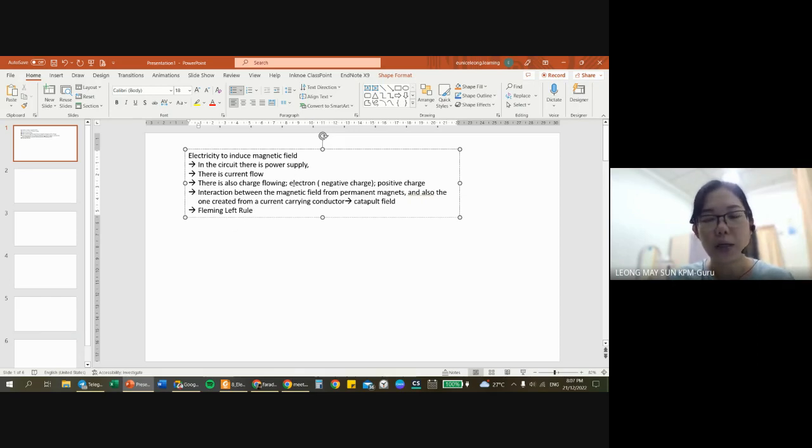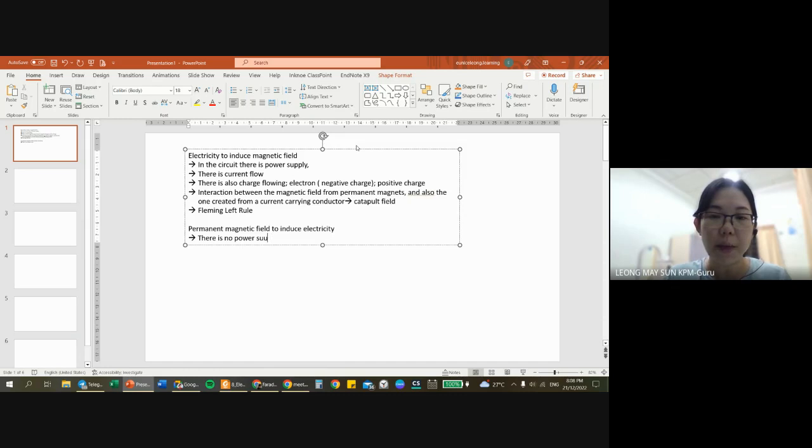So right now we are actually going in the other, opposite direction. We are using magnetic field, permanent magnetic field, to induce electricity. So how do we identify if it's permanent magnetic field to induce electricity, which is what we call right now the electromagnetic induction? There is no power supply.